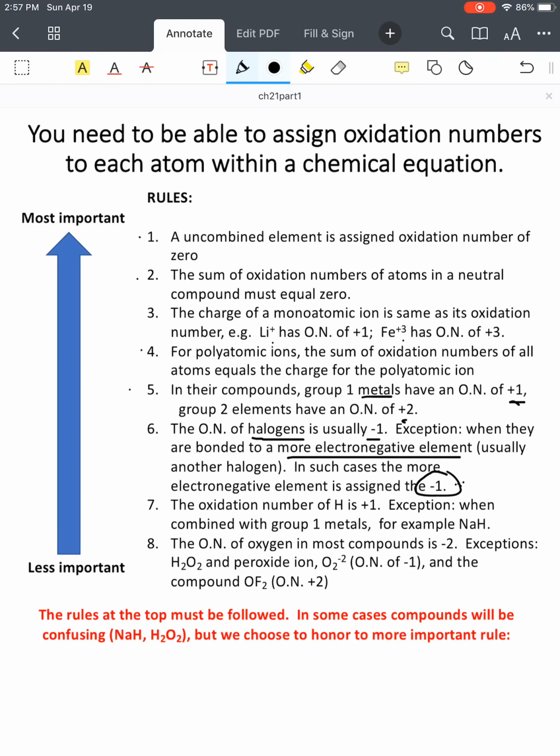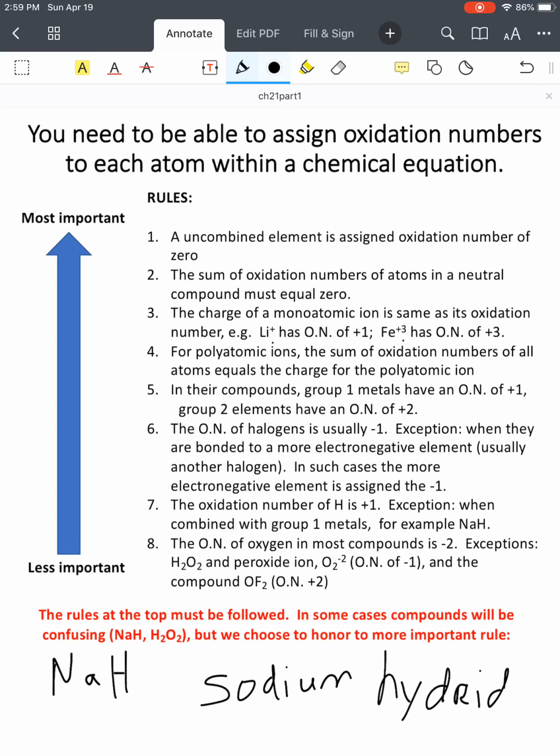Now let's talk about those exceptions and how we can reconcile these rules with the exceptions. Now, when I started this discussion, I mentioned not only do we have to remember these rules, but we have to remember their order. Some rules are more significant and more important than others, okay? So to help us demonstrate that, let's look at this compound, NaH, which is called sodium hydride, if you're interested. Sodium hydride.